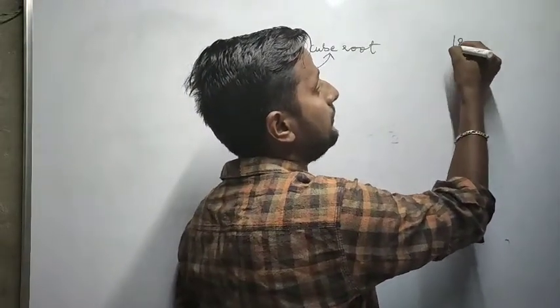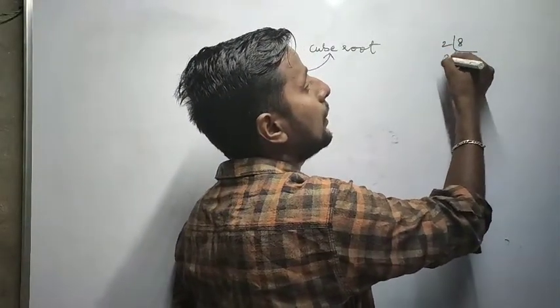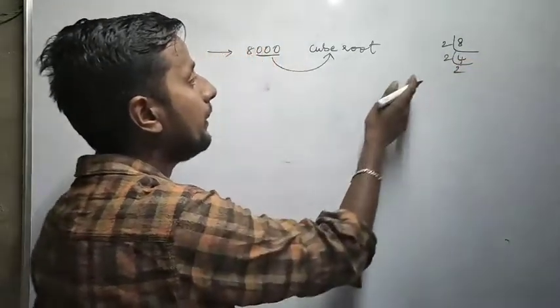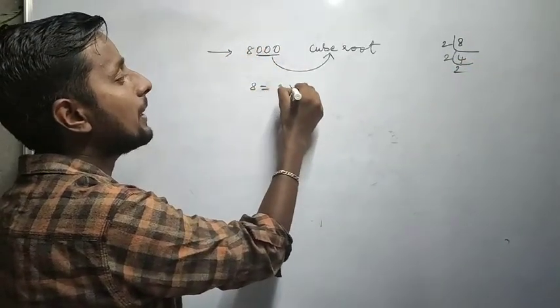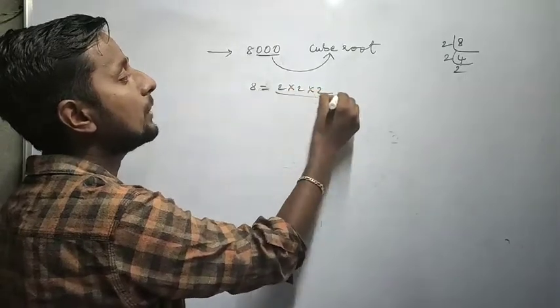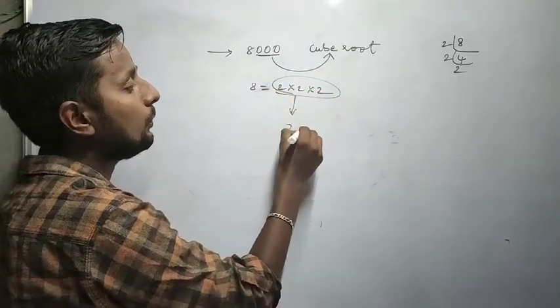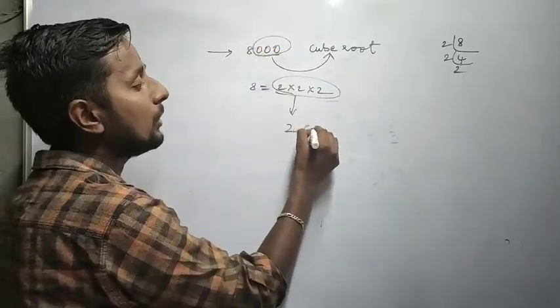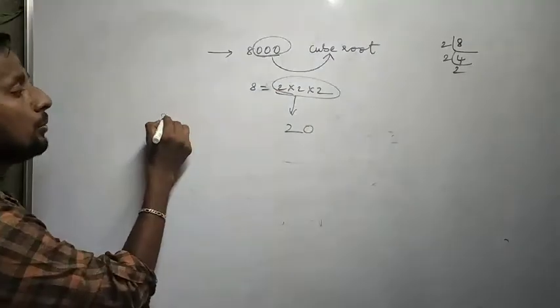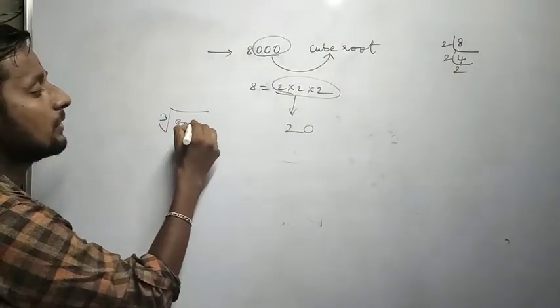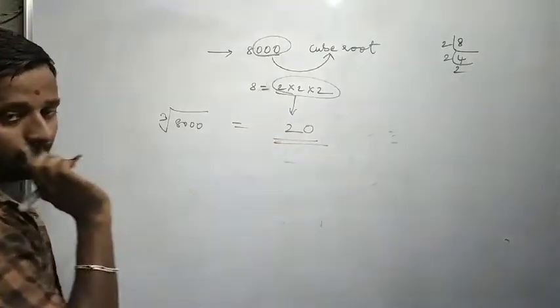8. 2 4s are 8. 2 2s are 4. So 8 we can also write as 2 into 2 into 2. So for 3 2s we'll take only one 2. For 3 zeros we'll take only one 0. So simply, the cube root of 8,000 we can write as 20.